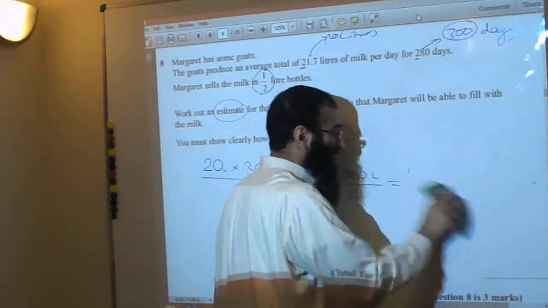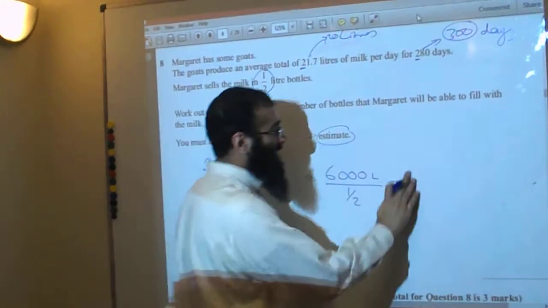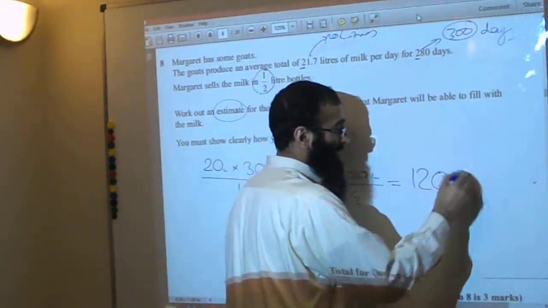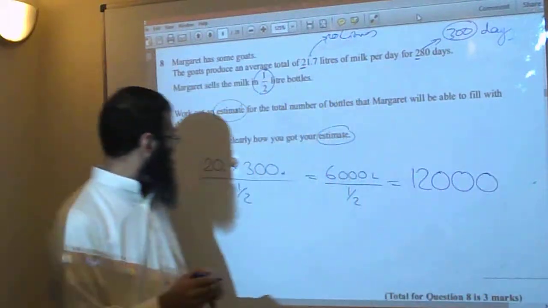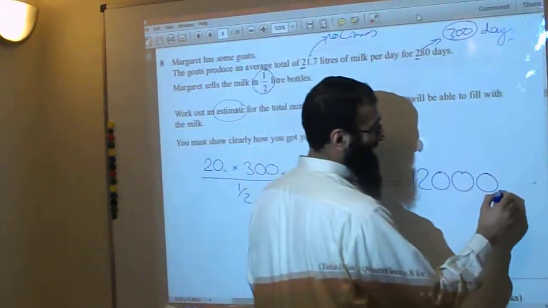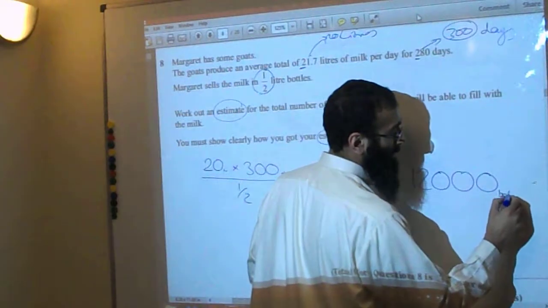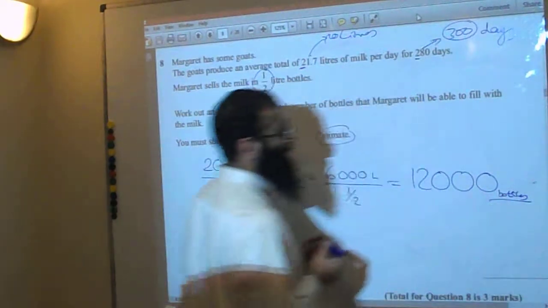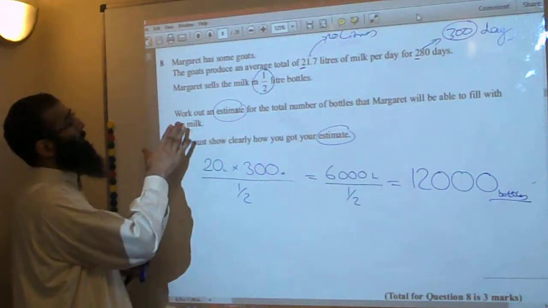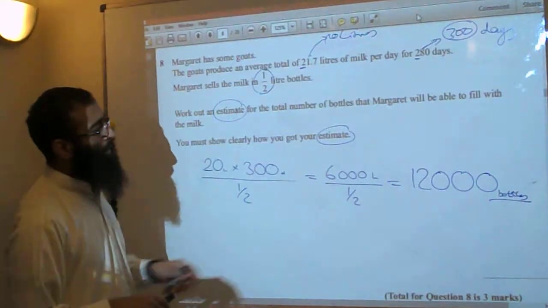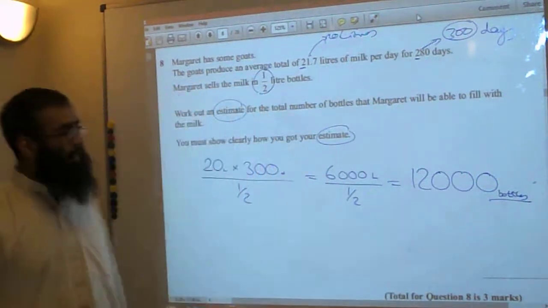We come towards my way of thinking. Lovely. Whoever said 3,000 is wrong. Anyway, 12,000, now 12,000 bottles. The question says, work out the estimate for the total number of bottles. So that's the answer. Are you happy with that?